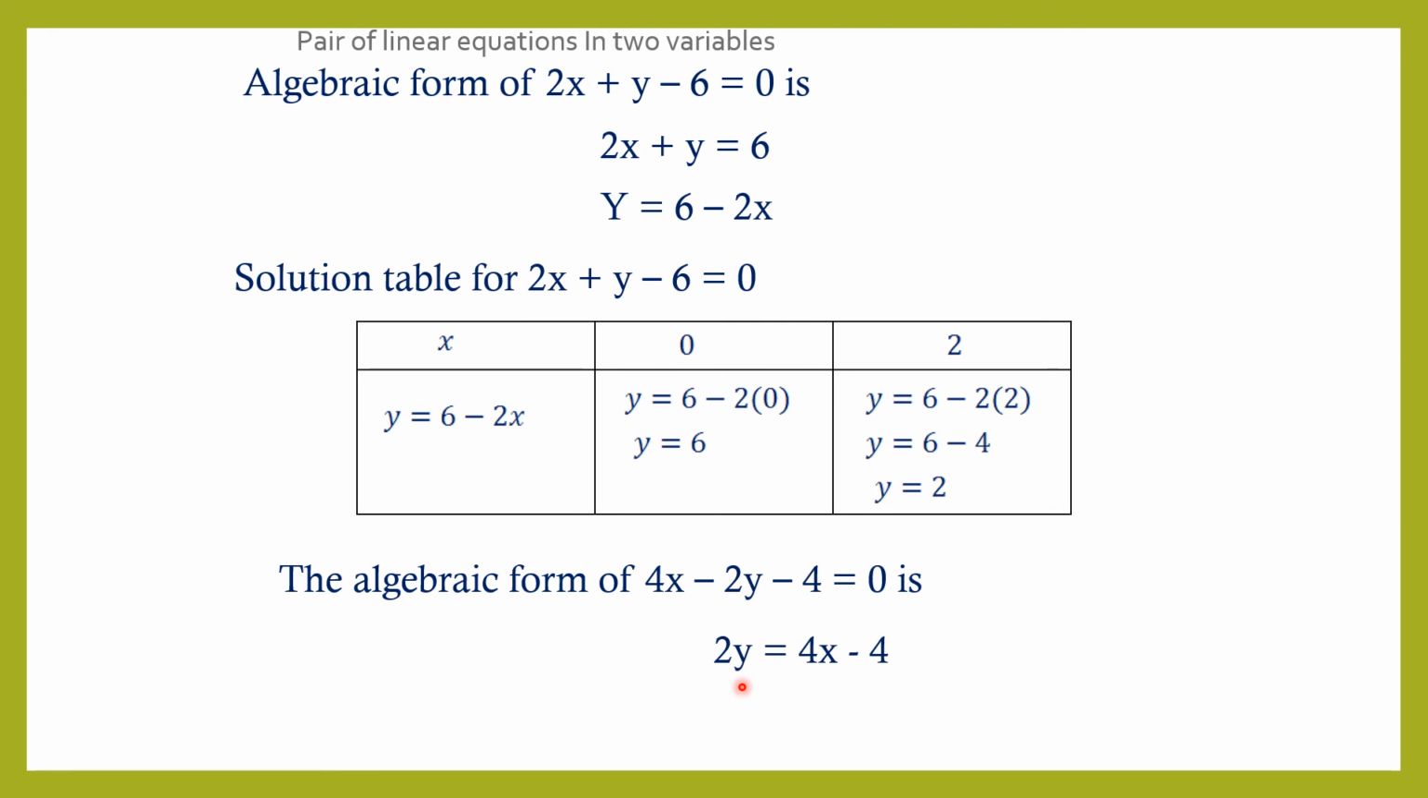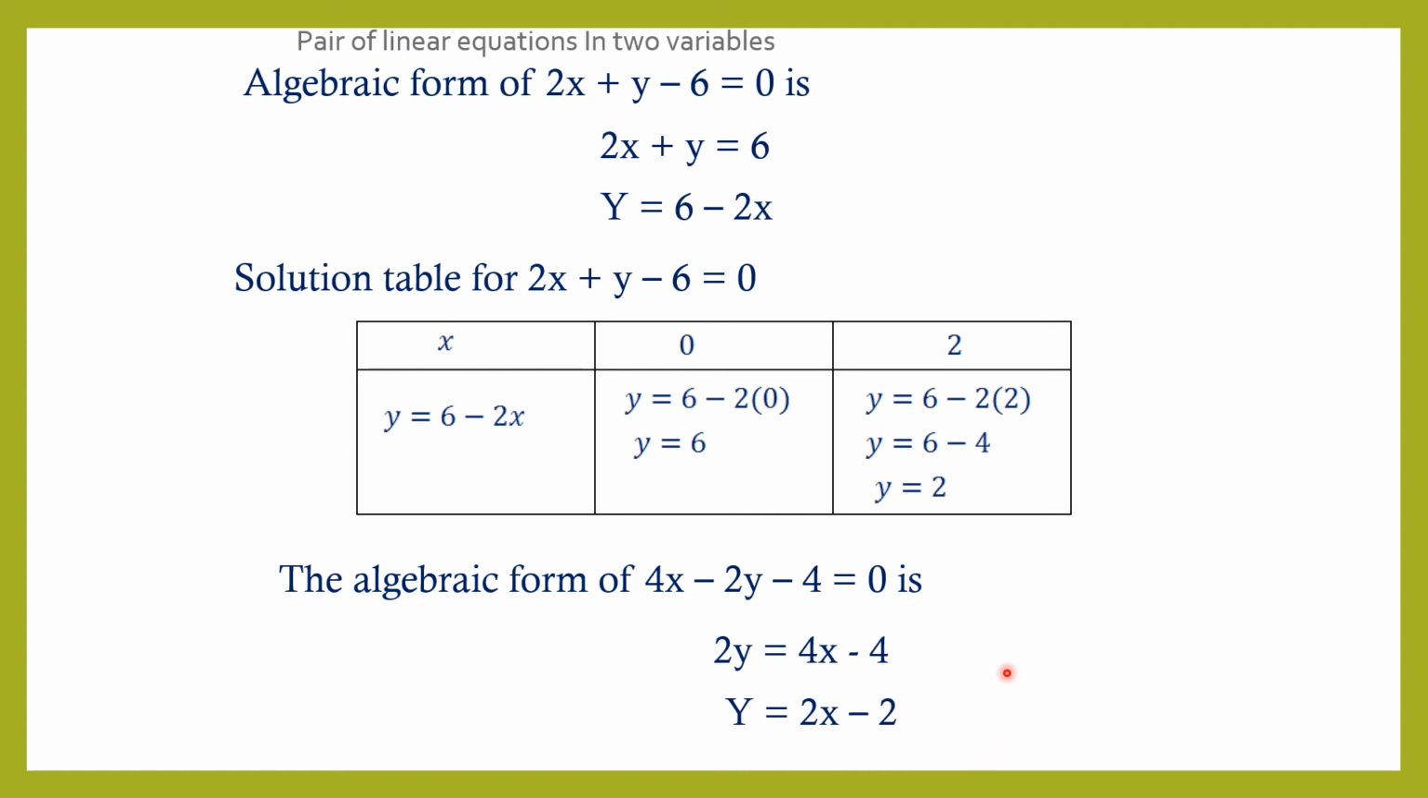Then y equals, now what do you observe here? Each and every value is divisible by 2, so divide by 2. 2y by 2 gives y, 4x by 2 gives 2x, and 4 by 2 gives 2. This is written as y equals 2x minus 2.